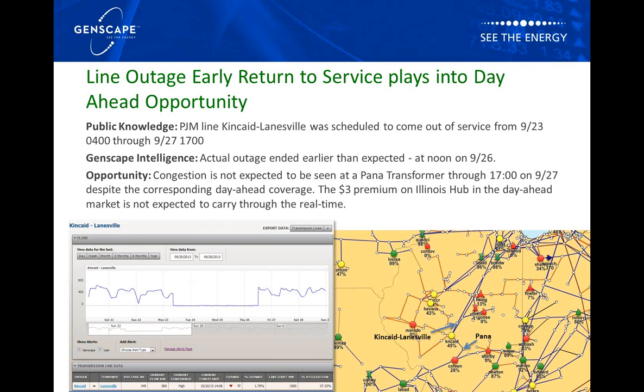So the impact here is that premium in the day ahead wasn't expected to be carried over until the real time there on the 27th. And that's exactly what we saw. We saw Indy actually come in at about a $3 premium over Hill Hub.